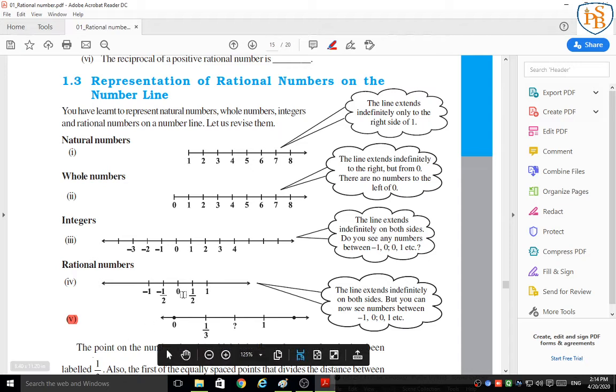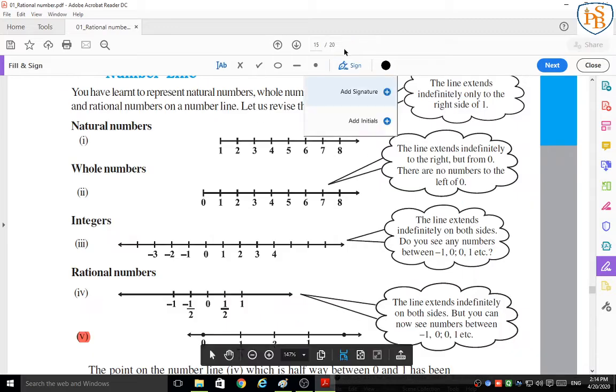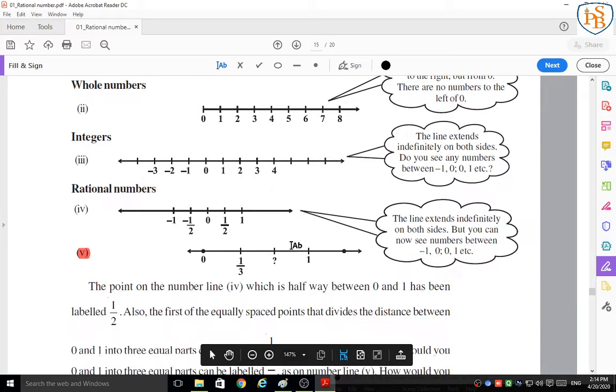Look here carefully. Between 0 and 1 there is 1 upon 2. Between 0 and negative 1 there is negative 1 upon 2. That means we can now easily see the numbers in between. Look here carefully: 0, 1 upon 3, question mark, and 1. Look how we find the in-between numbers with the help of the number line.